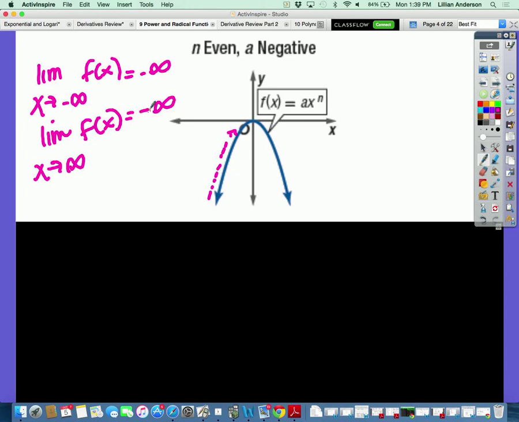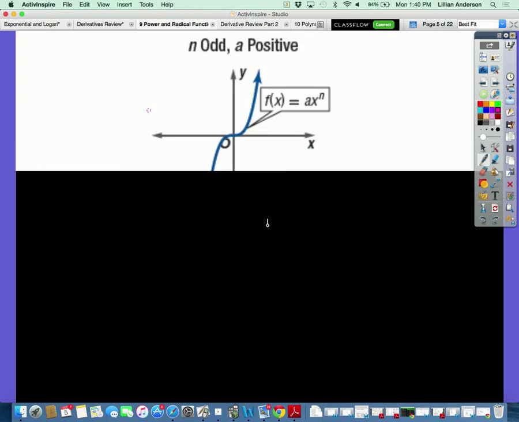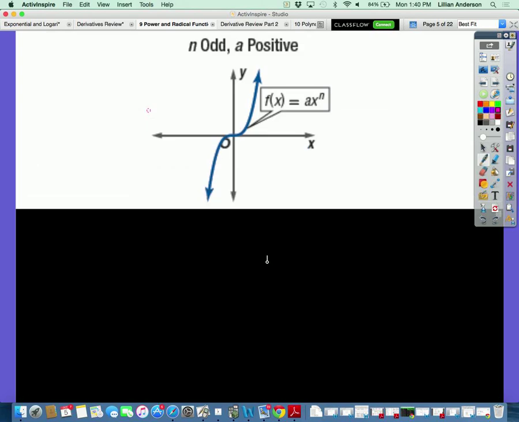If n is odd, look at that picture. What does it look like? You've seen this before. Like a cubic, okay? You've seen cubics before. So all of your odd power functions are going to look like cubics, some variation of cubics. What's the domain here? Negative infinity to infinity. And your range? The exact same, okay? The exact same. Let's see. It does cross the x and y intercept. It's 0, 0.